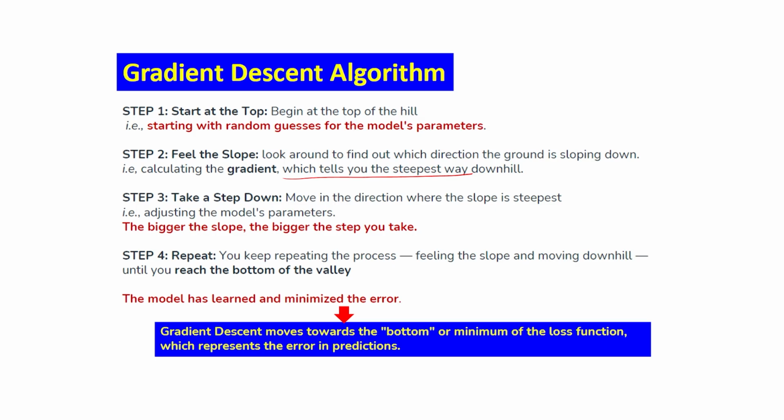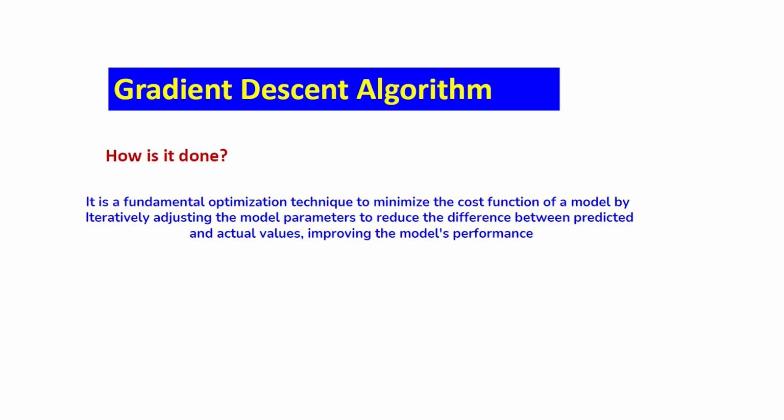In step 3, move in the direction where the slope is steepest, that means you adjust your model parameters, the W's basically. The bigger the slope, the bigger the step you can take, but there is a danger here. If you take a bigger step, you may not hit the global minima, you may go out also, we will talk about it. And then step 4, you repeat that. This is an iterative process till you minimize the error. Okay? That is what the idea is. Fundamentally, this is done by simply adjusting the model parameters to reduce the difference between the predicted and actual values.